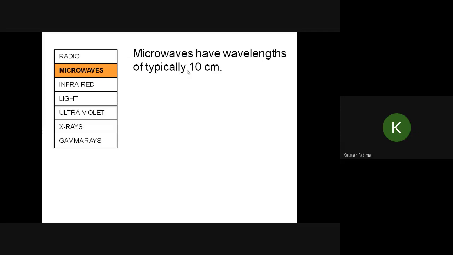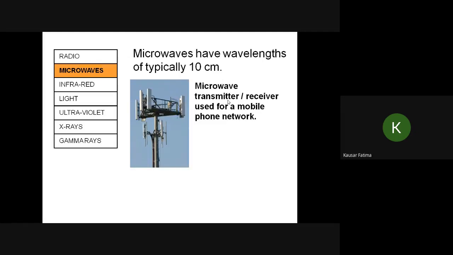The wavelength is of the order of 10 centimeters for microwaves. The transmitting antenna and receiving antenna are different. You might have seen this picture, like on the top of buildings and houses. These are the stations, you can call them, which send microwaves towards the satellite and receive them from the satellite.